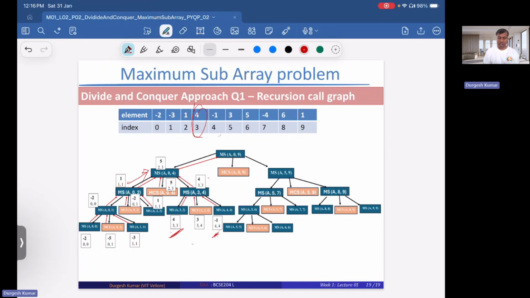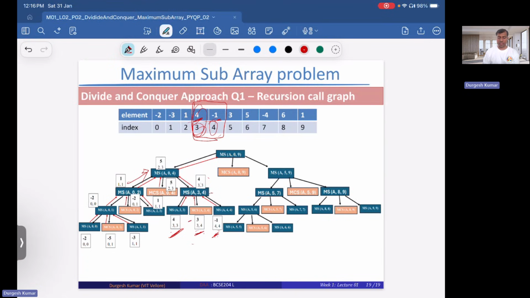MCS(3,4): again we have to consider the MCS. There are two elements. Mid is equal to 3, which is 4, and mid plus 1 is equal to 4, which is -1. So we have to consider both elements. The net sum is equal to 3, and the low index and high index are 3 and 4.